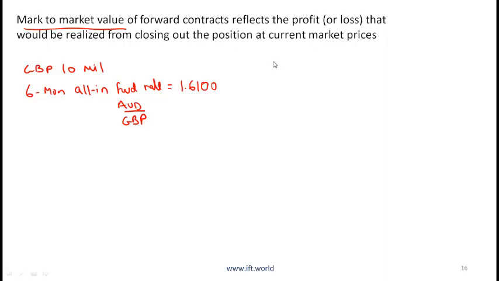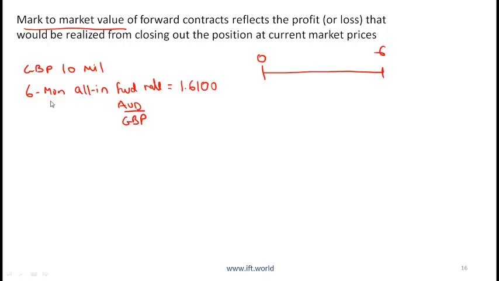But over time, as currency exchange rates change, some party is going to make a loss and the other party will make a profit. So let's look at the simple example from the curriculum where we have a 6-month forward contract on 10 million pounds, and the price currency here is the Australian dollar.